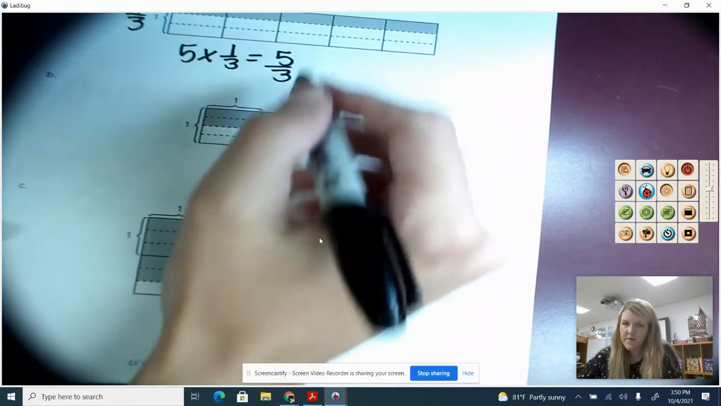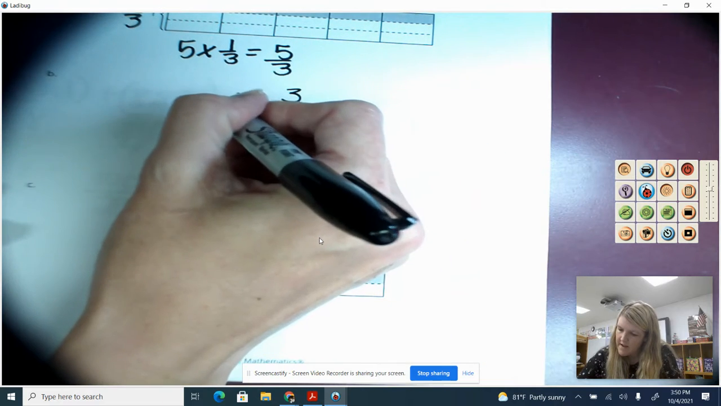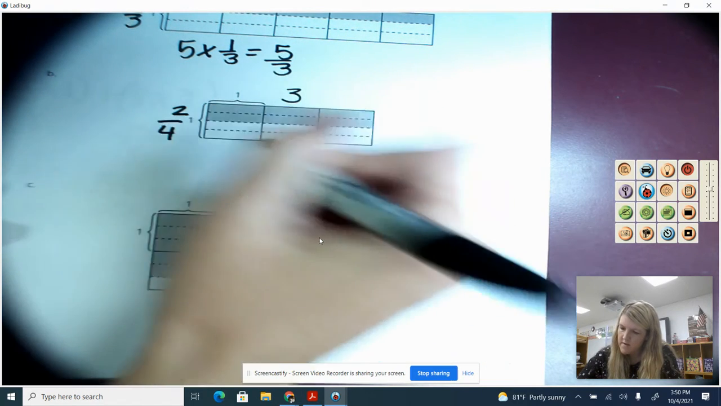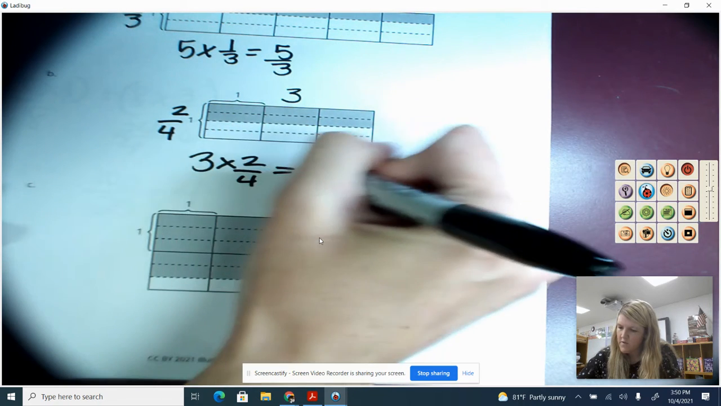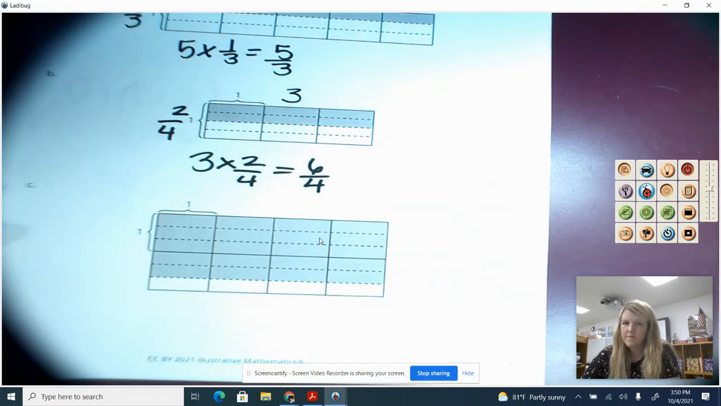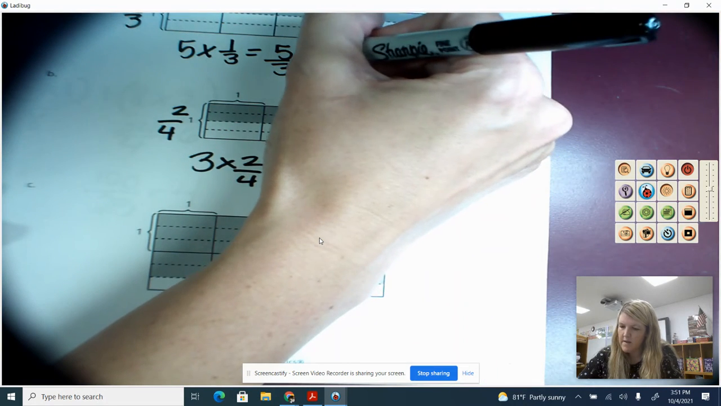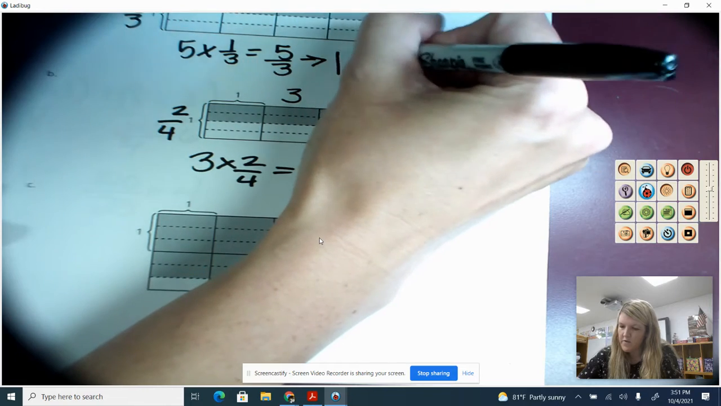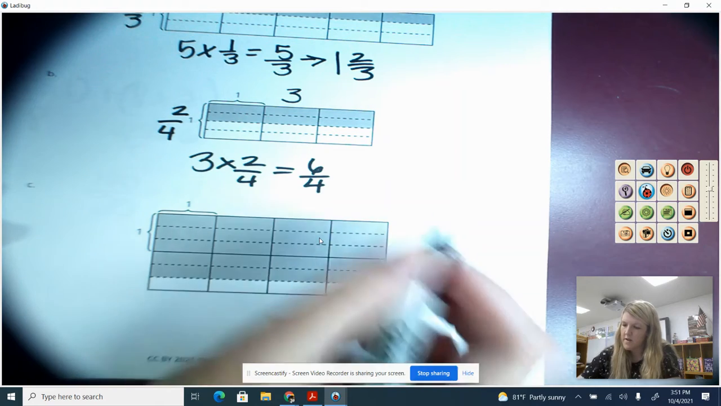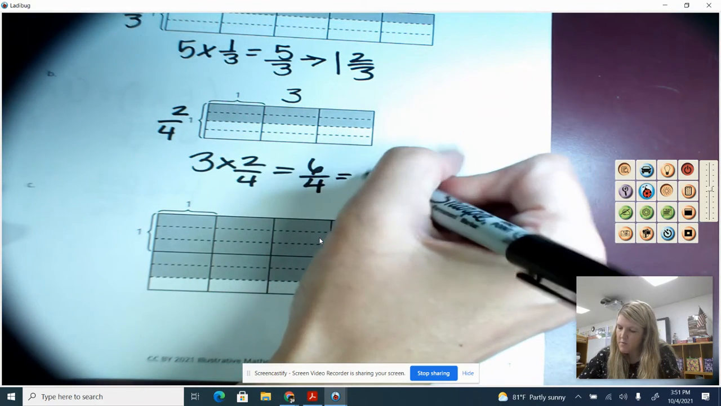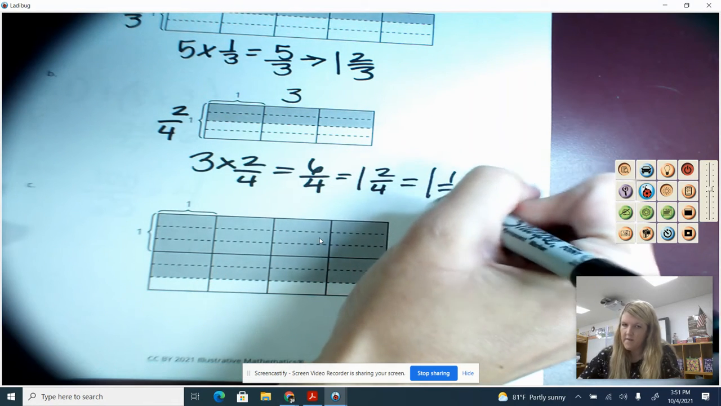Then on the next one, I've got 1, 2, 3 for my length, and then I've got 2/4. So my expression is going to be 3 times 2/4, which gives me 6/4. And with both of these, I could have renamed this to 1 2/3, since 3/3 makes a whole, and then I'd have 2/3 left over. Or here, it would be 1 2/4, or 1 1/2.